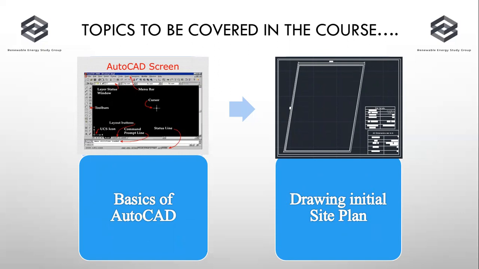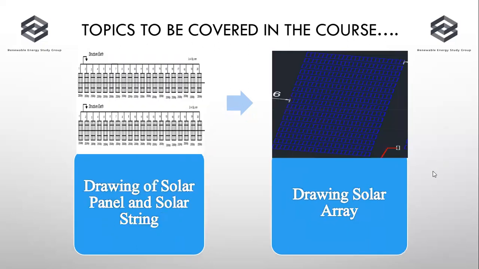Second point, we're going to see how we can draw the initial site plan, because whenever we are working on AutoCAD, we have to set the limits, we have to set the units, and according to that, we're going to work on drawing the initial site plan of the site.